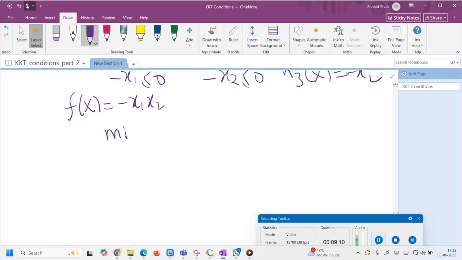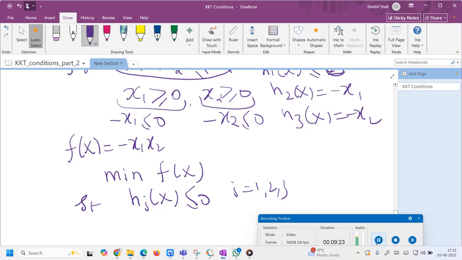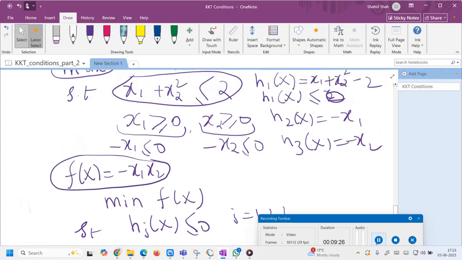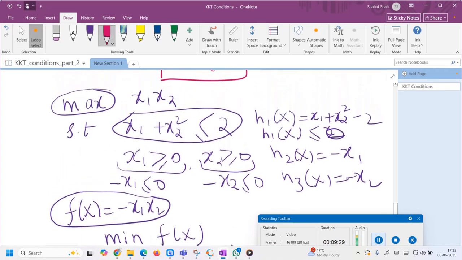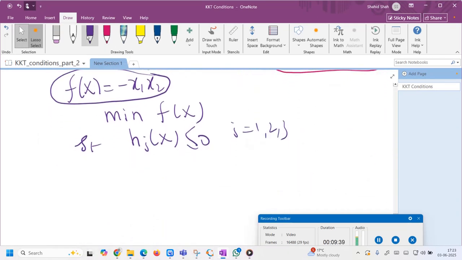So we have minimize f of x subject to h i of x less than or equal to 0, where i is equal to 1, 2, and 3, and where f of x is defined like this, and the constraints h1 of x is defined like this, x1 plus x2 square minus 2, and the other two constraint functions are defined like this. So this should be now clear that we first need to write the problem in standard form. Now next step is write Lagrangian.